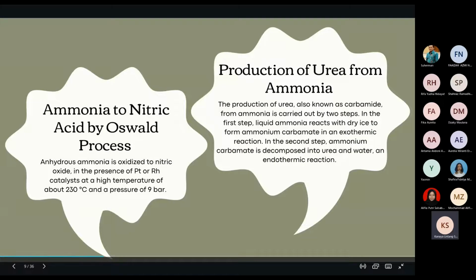Ammonia to nitric acid by the Ostwald process. Anhydrous ammonia is oxidized to nitric oxide in the presence of a platinum or rhodium catalyst at a high temperature of about 230 degrees Celsius and a pressure of 9 bar. Production of urea, also known as carbamide, from ammonia is carried out in two steps. In the first step, liquid ammonia reacts with dry ice to form ammonium carbamate in an exothermic reaction. In the second step, ammonium carbamate is decomposed into urea and water in an endothermic reaction.